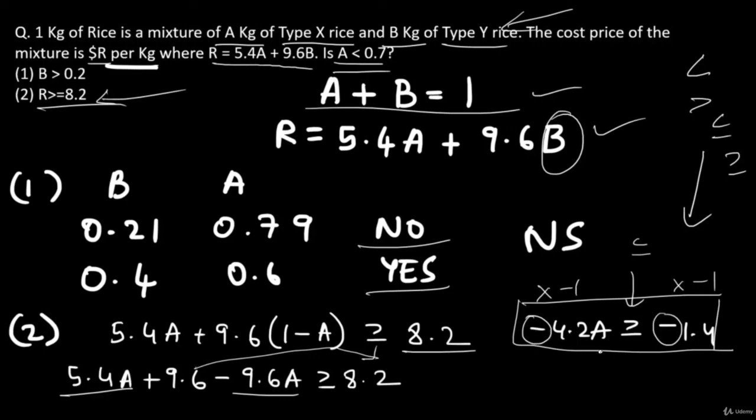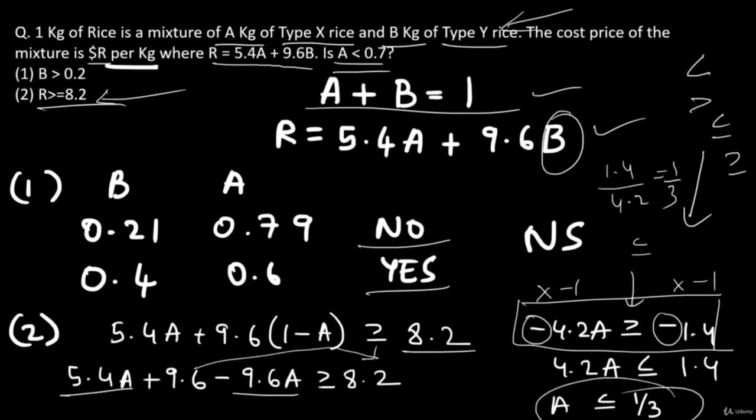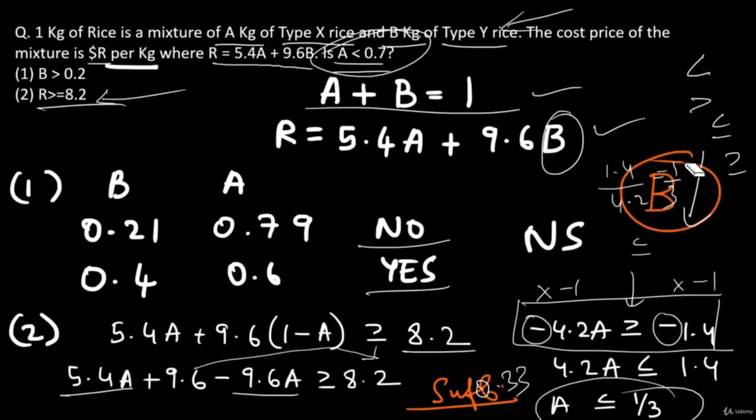So minus 4.2A greater than or equal to minus 1.4. Therefore 4.2A less than or equal to 1.4. And therefore A less than or equal to 1.4 by 4.2, which is equal to 1 by 3. So we get A less than or equal to 1 by 3. Now if A is less than or equal to 1 by 3, is A less than 0.7? Definitely yes, right? 1 by 3 is 0.333. So if A is less than or equal to 0.333, definitely A will be less than 0.7. So we have a definite yes. Therefore statement 2 alone is sufficient, and hence the correct answer to this question is option B.